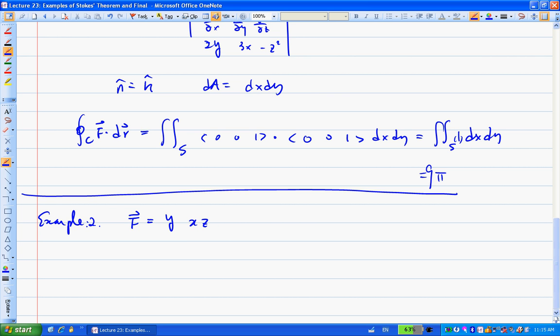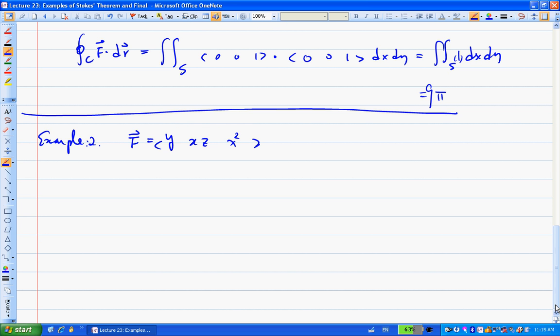Y, x, z, and x squared. So here's a vector field. This example is from last year's exam, the last question. You're not going to get this one this year; you get different ones. Here is the C here.